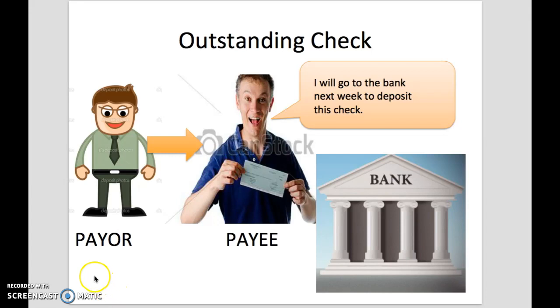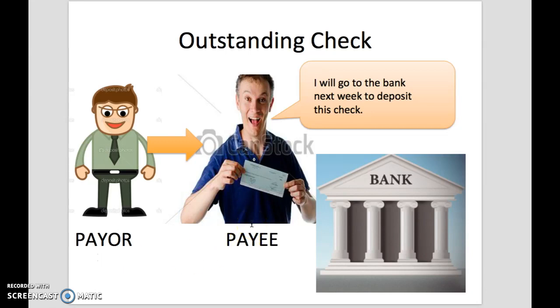So what will happen is Mr. A will write a check with Mr. B as the payee, and in the book of the payor, or Mr. A, there's already a decrease of cash. Now, the thing is, there's a time lag. Let's say Mr. B says, I will go to the bank next week to deposit this check. So let's say today, Mr. A has already recorded in his notebook at home that his cash decreased by, let's say, 2,000 pesos.